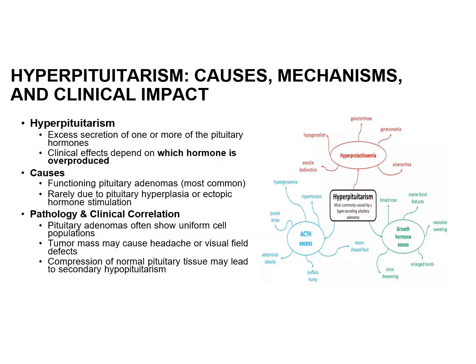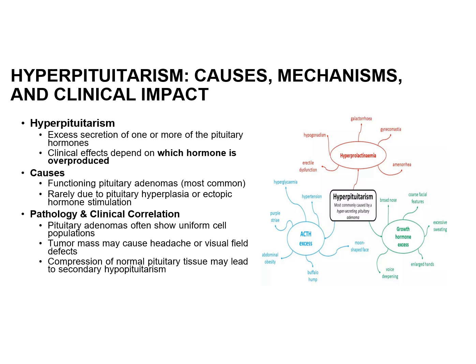All right, now let's talk about what happens when the pituitary gets a little too enthusiastic. Hyperpituitarism simply means excess secretion of one or more pituitary hormones. The key thing to remember is that the clinical picture depends entirely on which hormone is overproduced. Same gland, but very different outcomes.